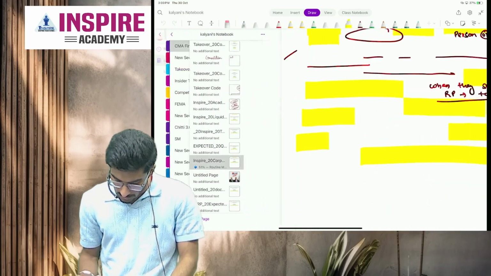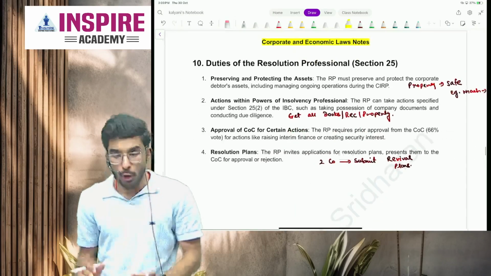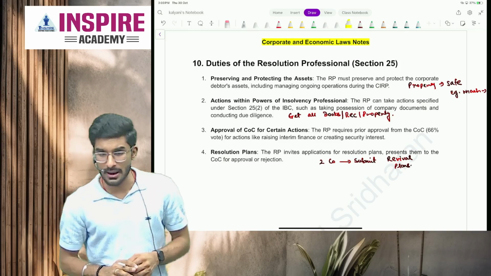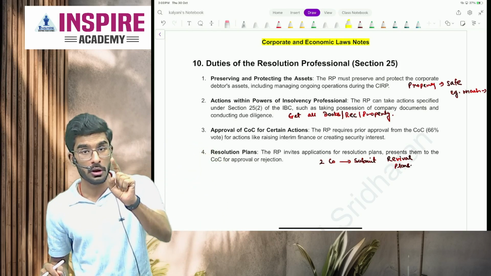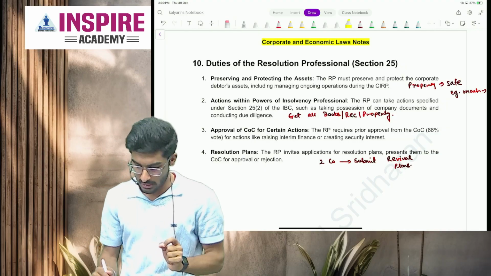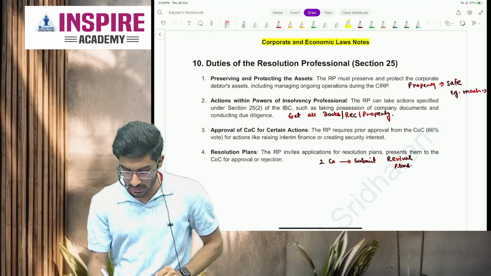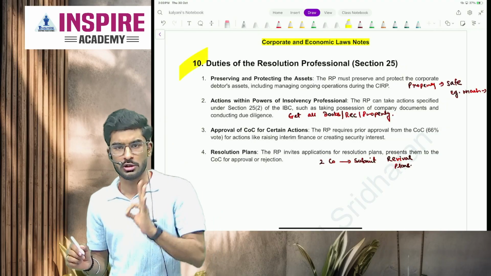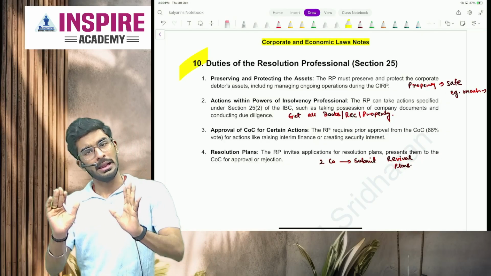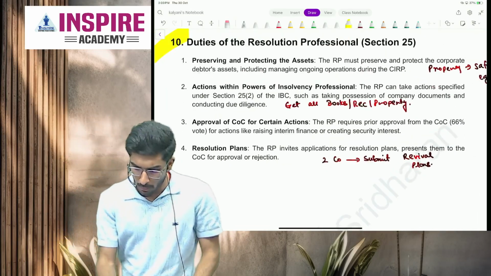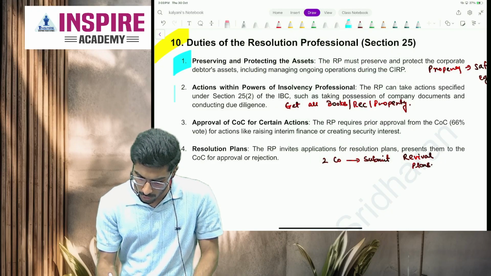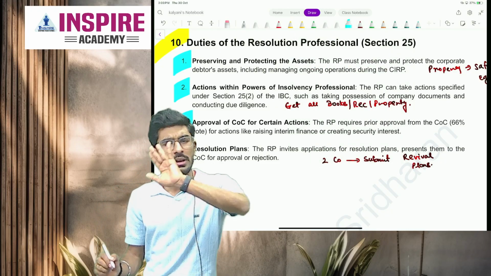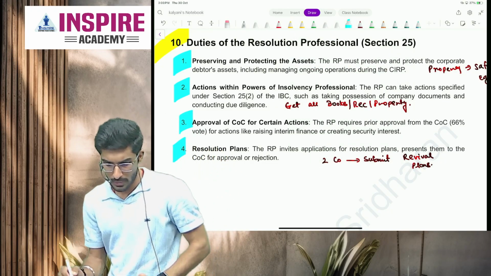Okay. Now let's come over here. Duties of the resolution professional. What are the duties of an RP? People, this is very, very important. A question can be asked. In fact, this question was asked in the exam. Same question: duties of RP. Let's understand. How many duties are there, people? 1, 2, 3, 4. Four duties. Very simple, short.